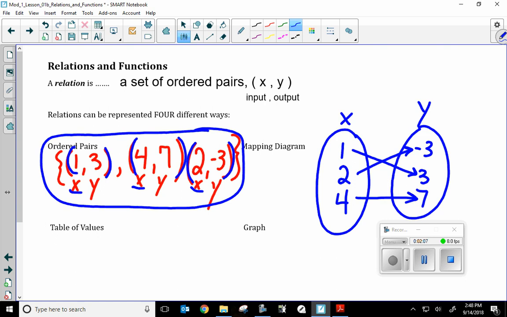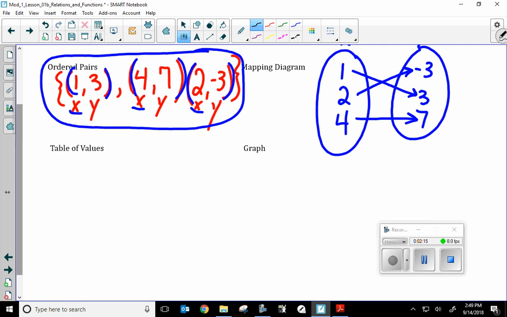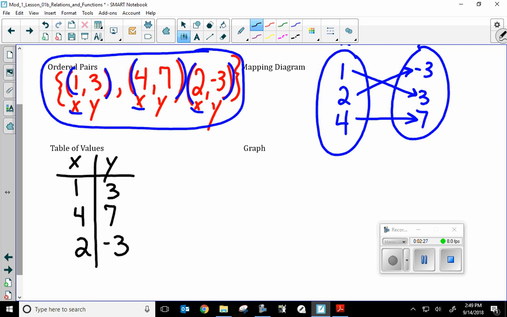So we can have ordered pairs, mapping, and then there's just the basic table of values. All right? Table of values. It's kind of like mapping, but you put it into a table. You don't need any arrows because they're all listed right across from each other. 1, 3, 4, 7, 2, -3, and so forth. That's the most common way we're used to doing it. And of course, we can always just graph these things.